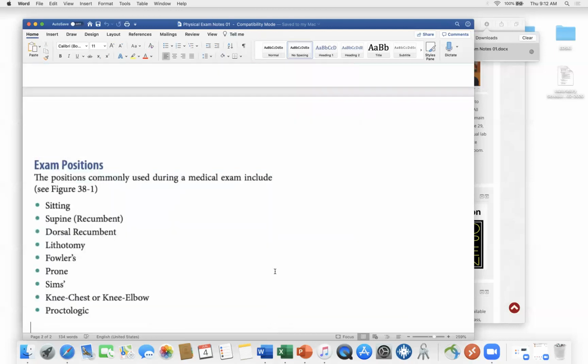So let's go over exam positions. Certain tests require the patient to be in certain positions. So here's a nice little homework that you can do, and it should be a nice review from your MED 140, and sometimes some of the professors teach it in anatomy and physiology. Know your exam positions, and when we're in laboratory, we'll just review them.